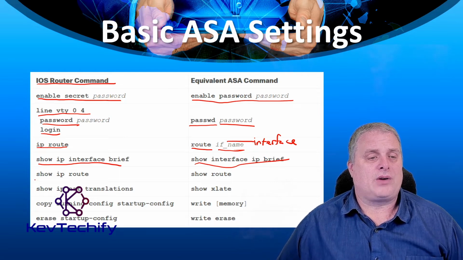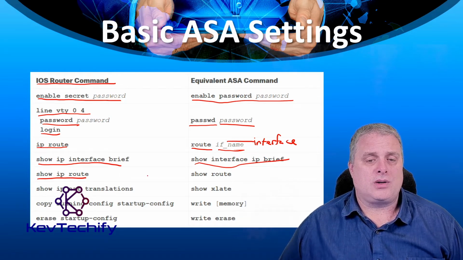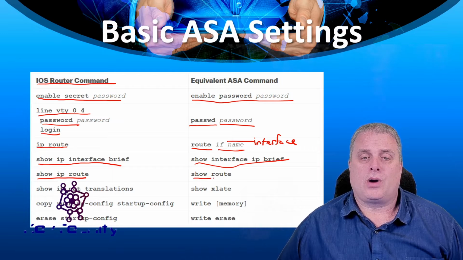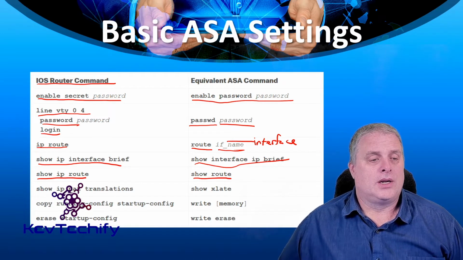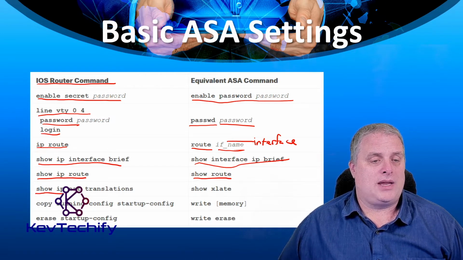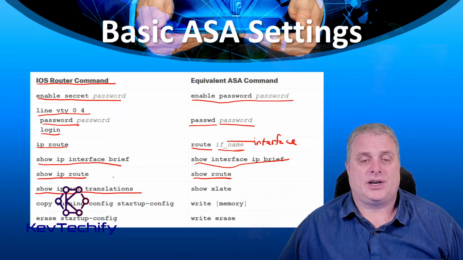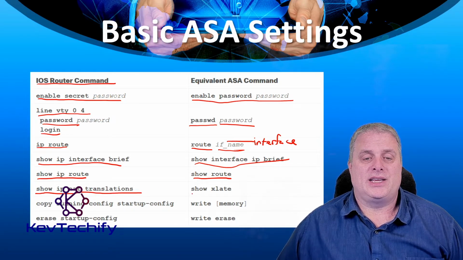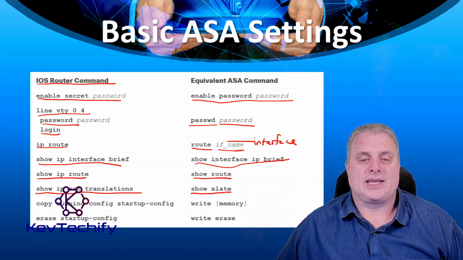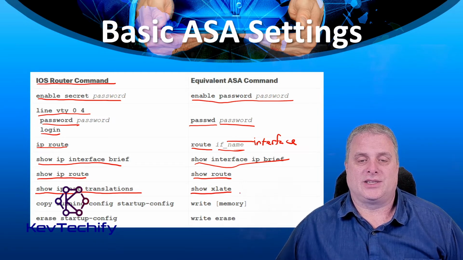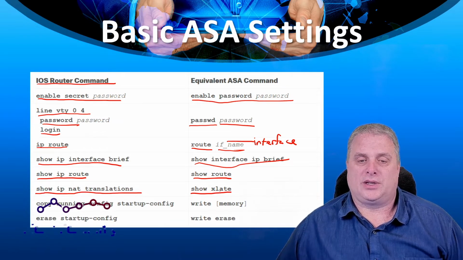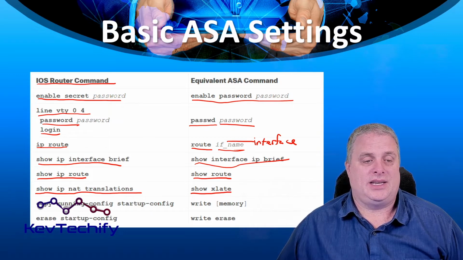To see your routes on the router, you do a show ip route. On the ASA, it's just show route, no ip in there. On the router, you do show ip nat translations to see your NAT translations. On the ASA, it's just show xlate, or translate. Once again, instead of spelling out translate, they do xlate.